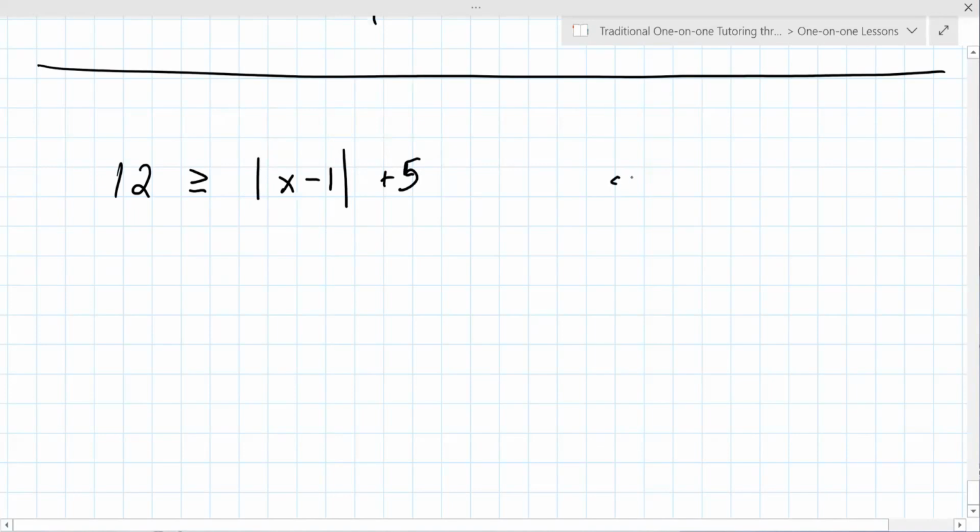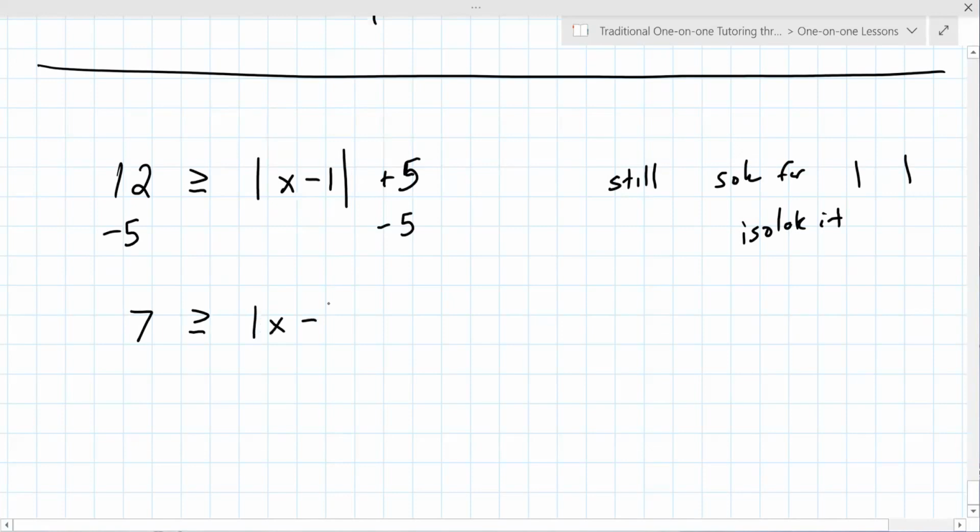You still solve for the absolute value, like you want to isolate it. So you subtract 5 from both sides. And then you get 7 greater than or equal to the absolute value of x minus 1, like this. Let me know when you get up to this step here, because the next thing is very critical.